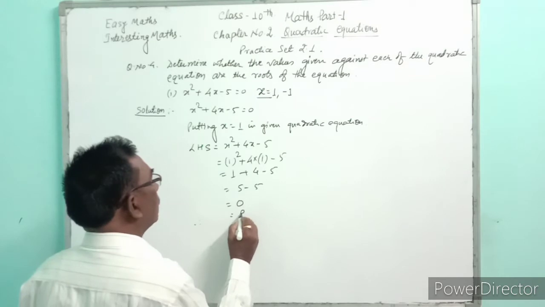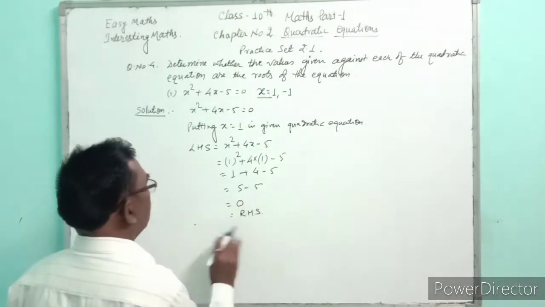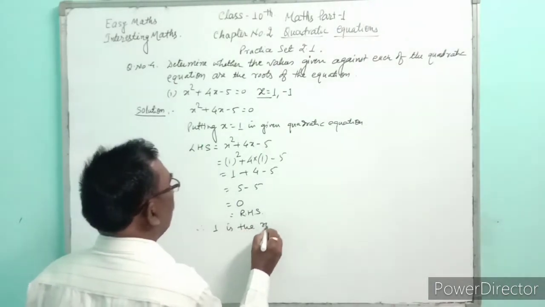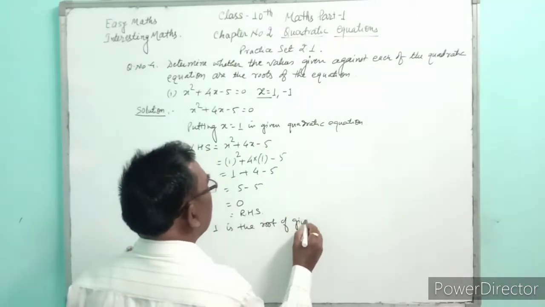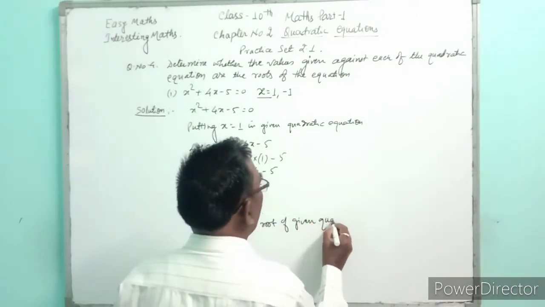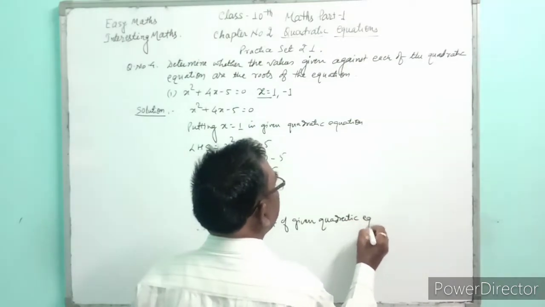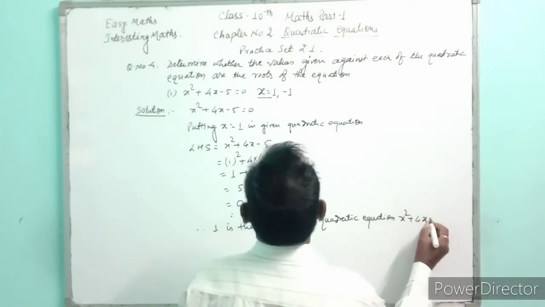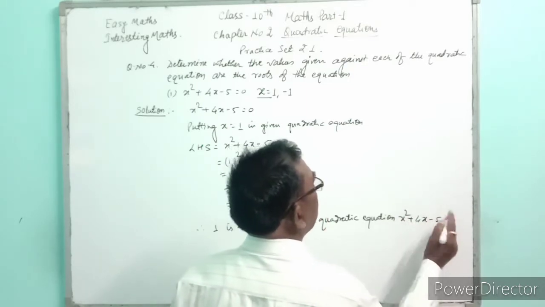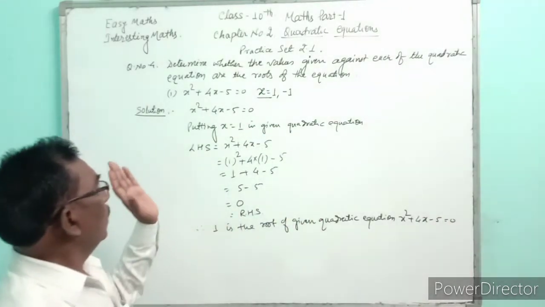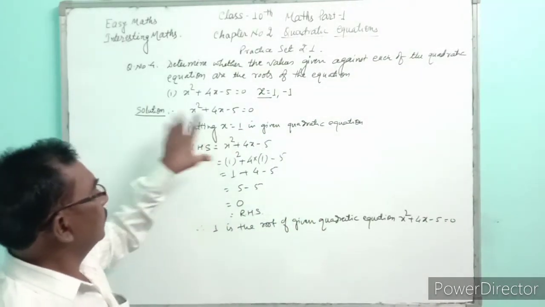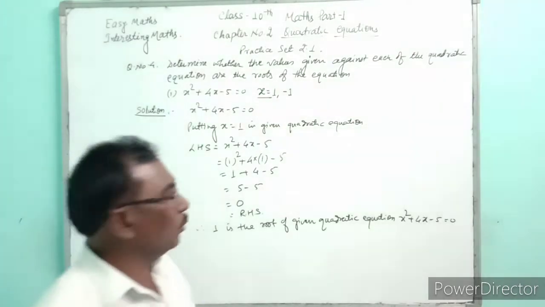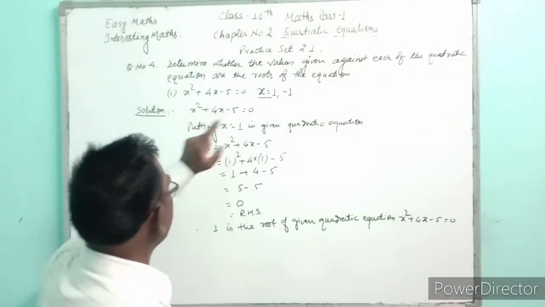We will write here: LHS equals RHS, yes. Therefore, 1 is the root of the given quadratic equation x square plus 4x minus 5 is equal to 0. So we have solved this problem for one value. We will solve this equation for the second value.